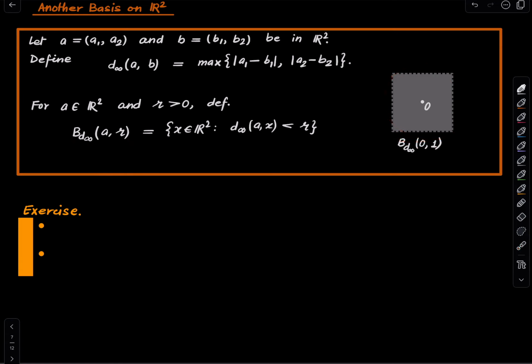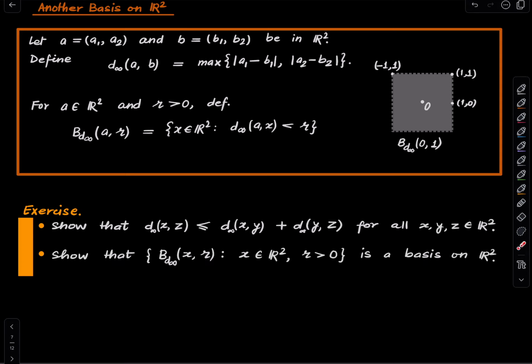So just to be very clear, this point on the boundary would be (1, 1). This would be (1, 0), and so on. Okay, I'll not label anymore. So this is a new notion of distance. I think this is also called the taxicab distance. Doesn't matter. And I want you to prove as an exercise that the triangle inequality continues to hold.